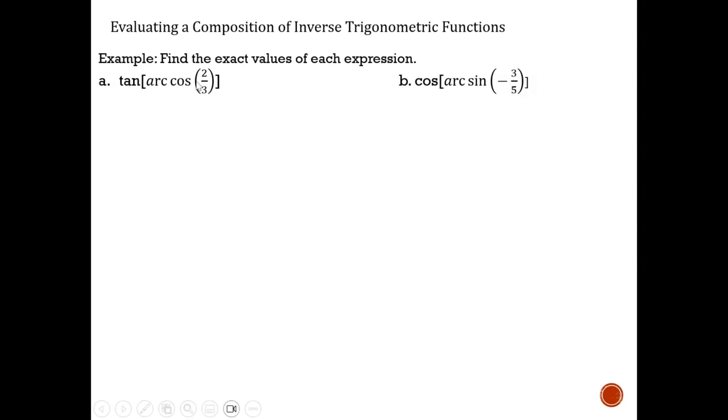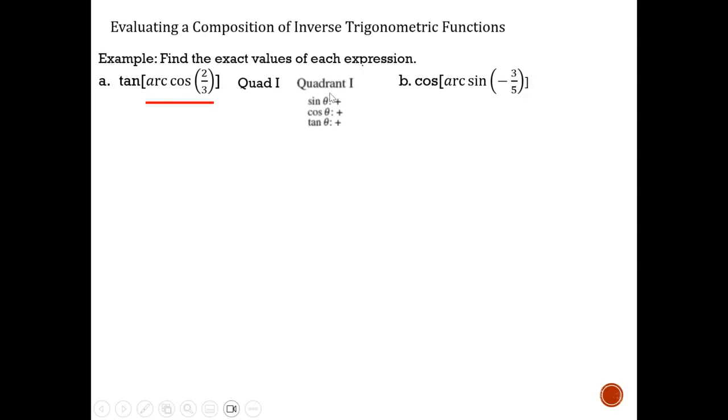We have the tangent of the arc cosine of 2/3. So what's on the inside, which is the arc cosine of 2/3, from there we're going to form our right triangle. And we know this is quadrant 1. Why is it quadrant 1? Because the arc cosine is between 0 and pi, and the cosine is positive in quadrant 1, and the cosine is negative in quadrant 2. So that's why we know it's quadrant 1.